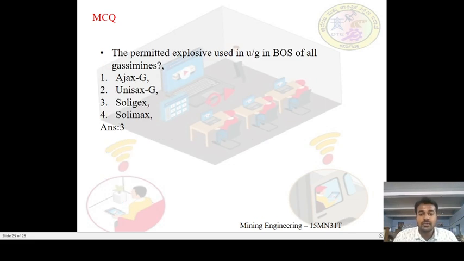The permitted explosives used in underground in all gassy mines, that is for solid blasting, that is solid jacks.